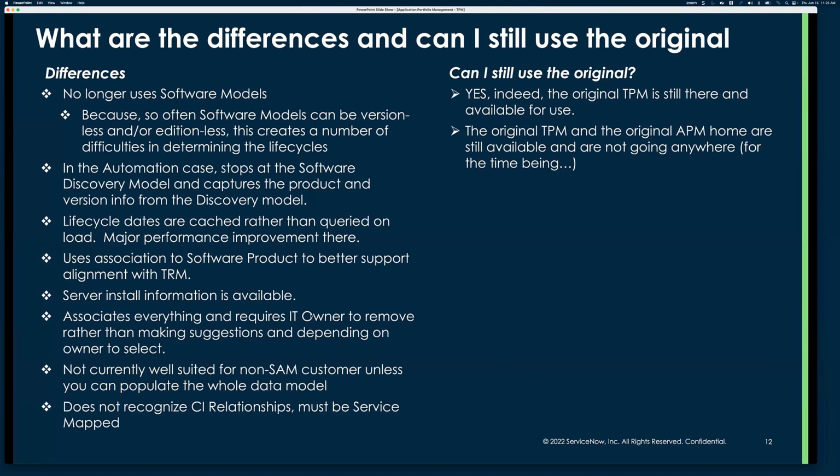So we're trying to get away from that and taking a step back in the layers, if you will, and hopefully we'll be able to show you what I mean by layers. We step back to the software discovery model, which is that normalized record of what was found, and we use that. So we stop at the software discovery model rather than picking up a software model. The old TPM, the original, actually went to the discovery model and found a software model, and that's what it connected. We're just doing it a little bit differently.